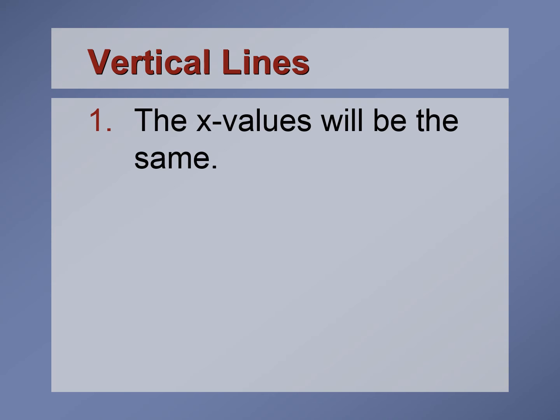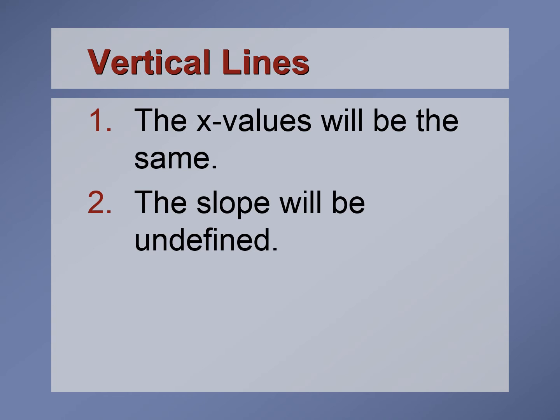Vertical lines, all the x values are going to be the same. And the slope is going to be undefined. And the reason it's undefined is because you have no change in your horizontal, because it's a vertical line. It doesn't go left to right. And so because there's no change, remember, slope is vertical change over horizontal change. Well, if you have no horizontal change, you cannot divide by 0. That's undefined.